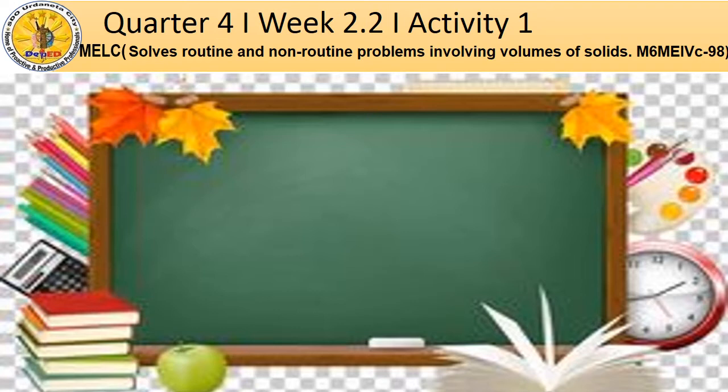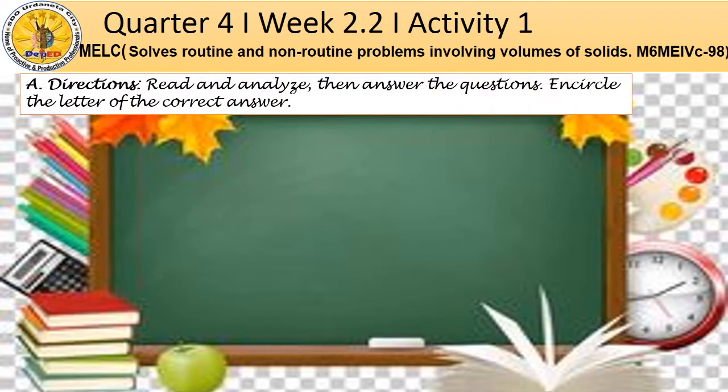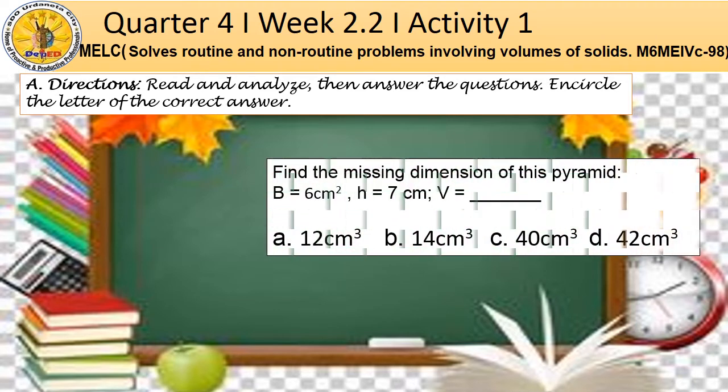And now, I am here to guide you for your Activity 1 in your Quarter 4, Week 2.2 activity sheets. The directions for Activity 1: read and analyze, then answer the questions. Encircle the letter of the correct answer. This is the problem. Find the missing dimension of this pyramid. The base is 6 square centimeters and the height measures 7 centimeters. So we will find out the volume of the pyramid.